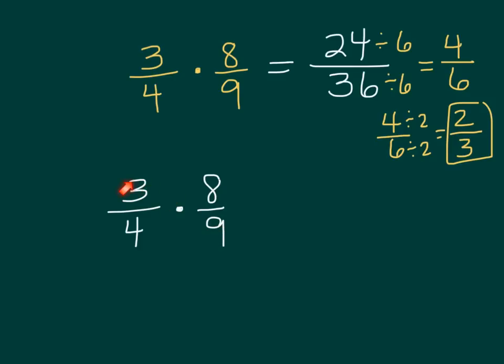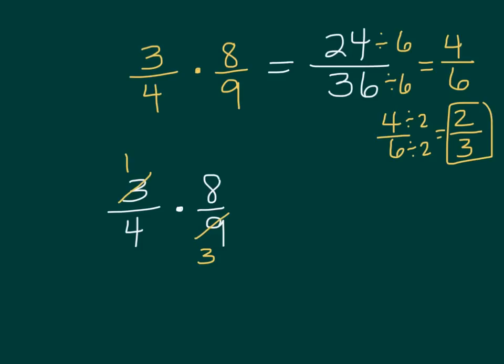So look at 3 and 9. Is there a number that goes into 3 and 9? Yeah, 3 does. So what you can do is divide a 3 out of both of these. So I'm going to just cross that off. What's 3 divided by 3? That's a 1. I'm going to change that to a 1. Here, I'm going to do 9 divided by 3, which is 3. I'm going to change that to a 3. So I divided a 3 out of the top and the bottom.